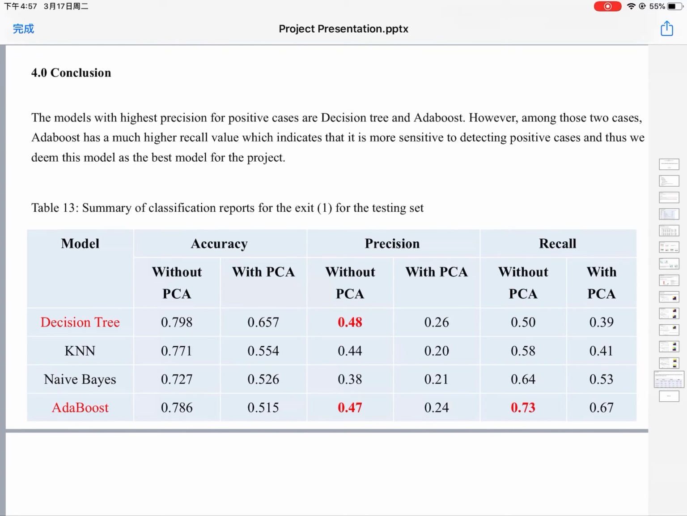After we have all the stats, as we see, the primary measure we use is the precision for positive cases. As you can see, the decision tree and AdaBoost have the best precisions in that regard. However, since their precisions are similar, we move on to the secondary measurement, which is the sensitivity, or recall. In this regard, AdaBoost has a much higher recall than the decision tree. So we deem AdaBoost the best model for our data set.